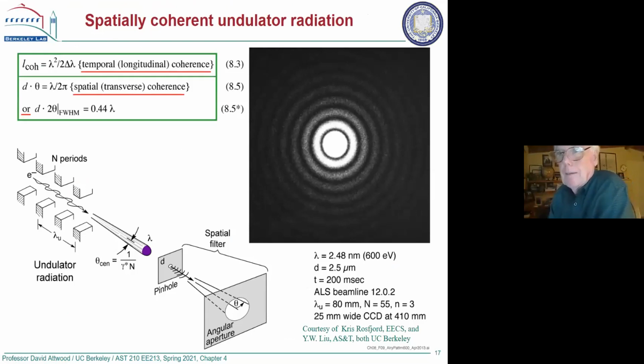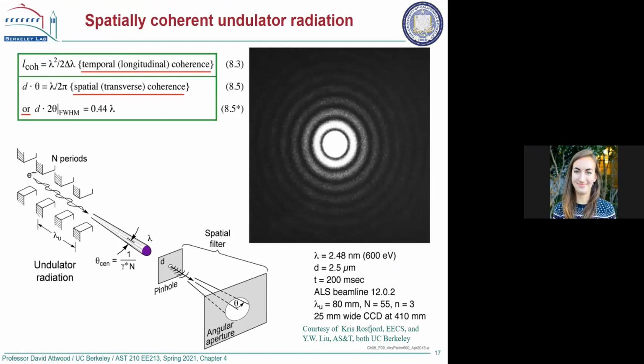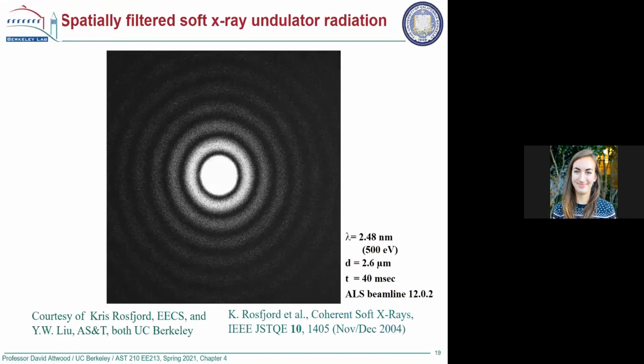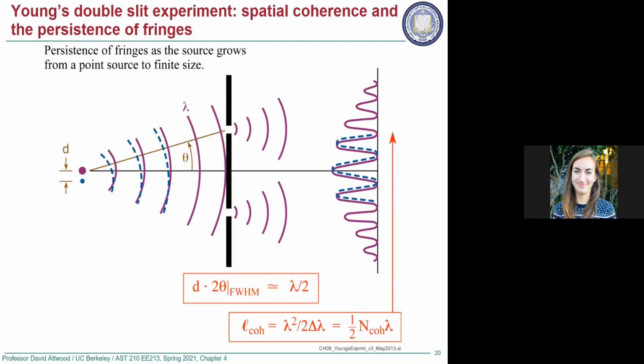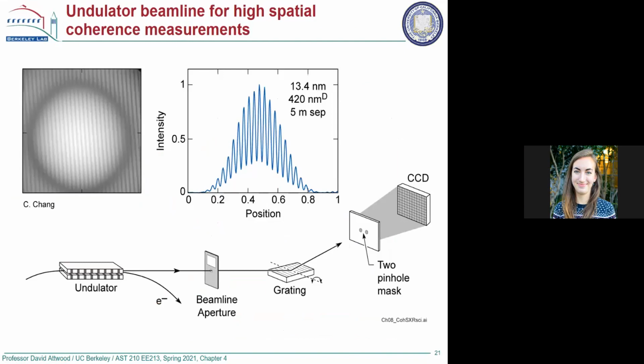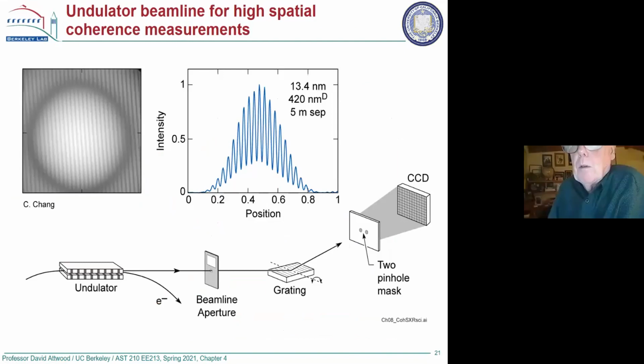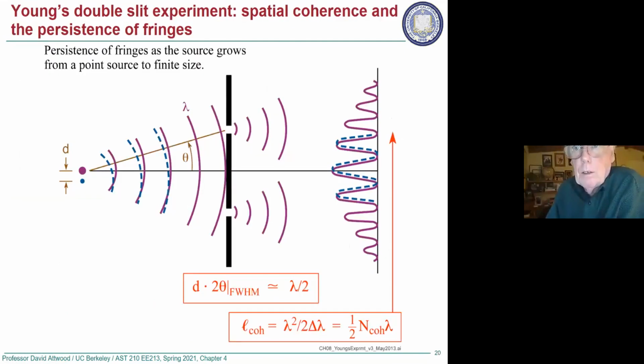Professor? I'm a little confused on that last slide you showed us. Why would we expect the nulls to go to 0 if the pinhole is perfect? Well, if the pinhole was perfect, then we would have pure spherical waves, and the interference pattern would look like this. It would really go to 0.